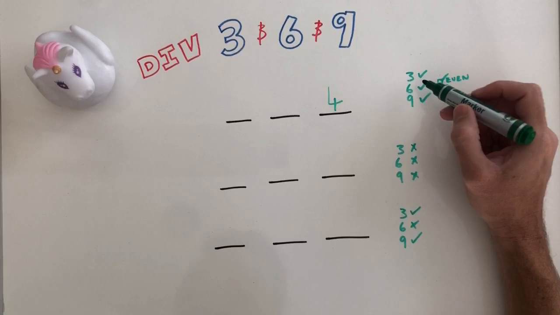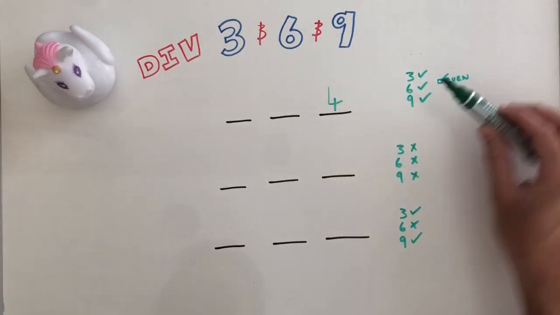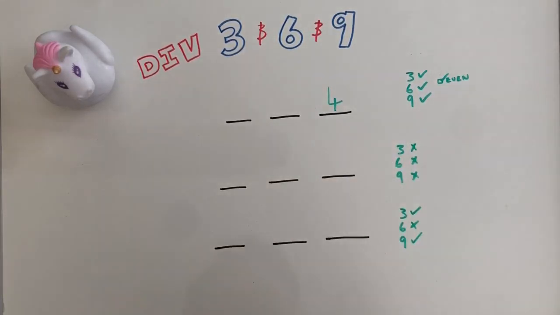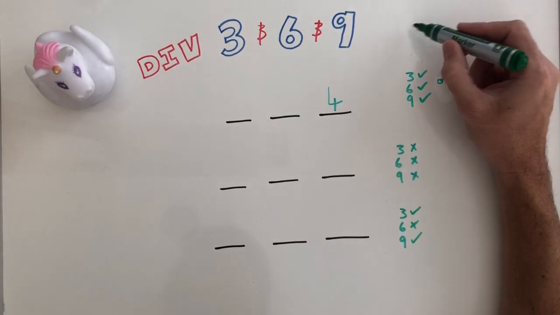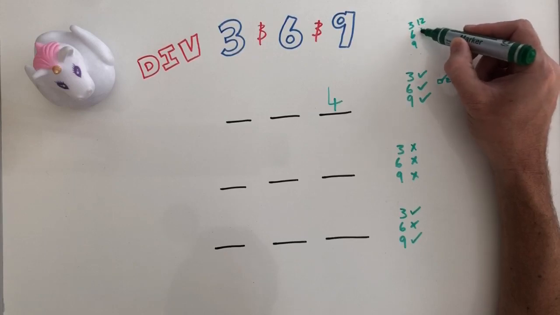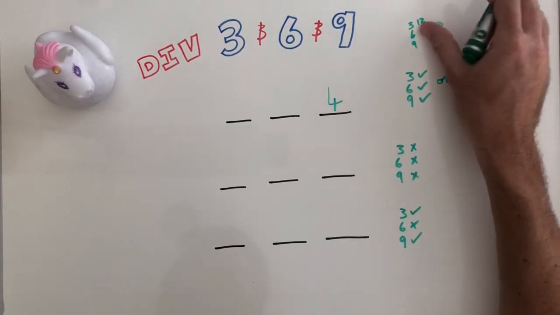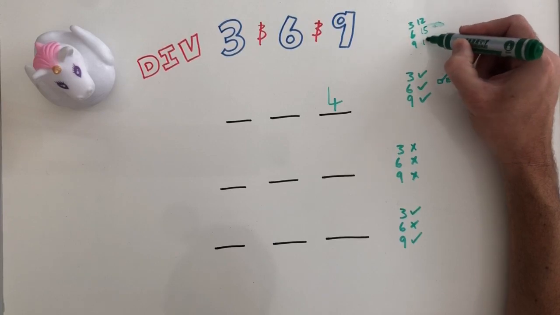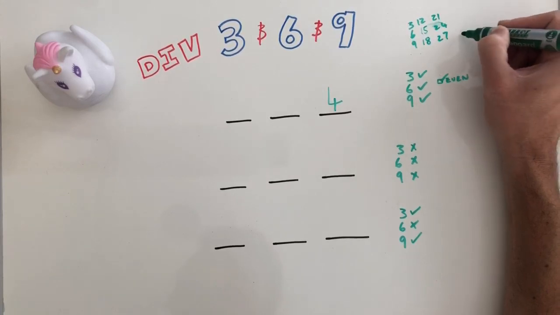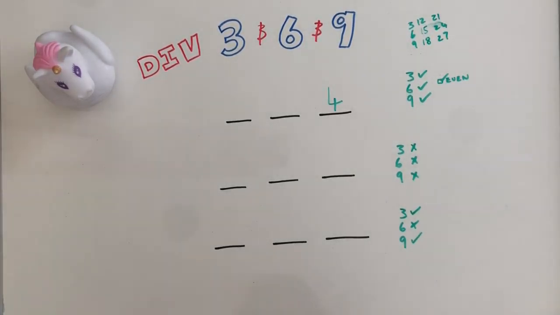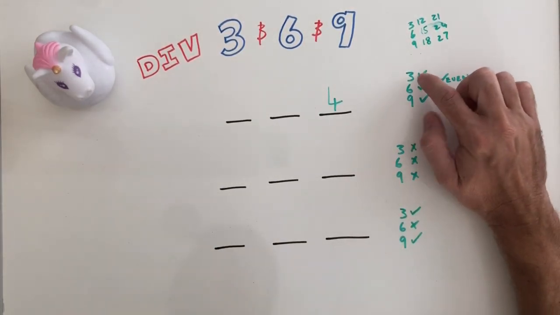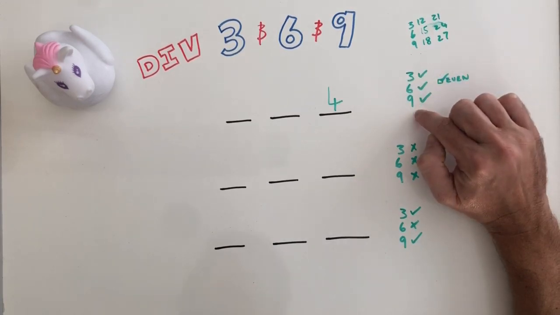The second test is we need a number that's going to be divisible by 3. So if I add the digits, it has to be a number that's divisible by 3. So let's write a couple of multiples of 3: 3, 6, 9, 12, 15, 18, 21, 24, 27, and 30. Okay, that's enough numbers there. But the trick is this number has to be divisible by 3 and by 9.